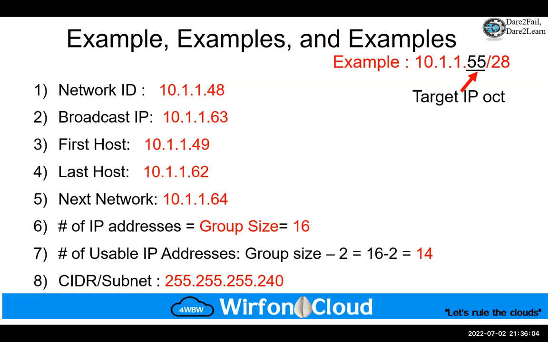Now, you notice at 64, you've gone past your target IP octet, which is 55. So we can stop at 64. Now, take note of this. You have 48, you have the IP of 55, and you have 64. So your target IP falls between 48 and 64. So you set the value before, let me go back to this slide.